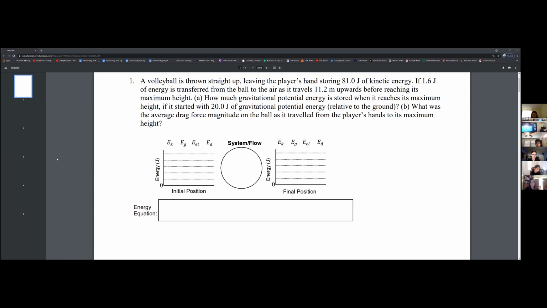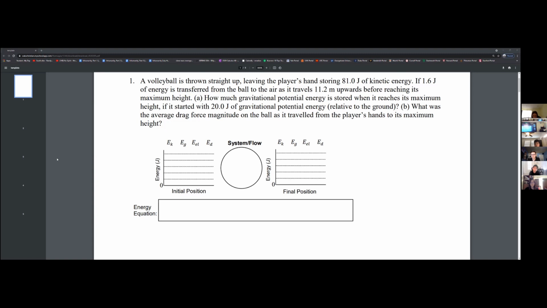Okay, so for the system flow, that's something I wanted to talk about anyway. Since you have EK in the beginning, 81 joules was given. That means the ball has to be in the system because the ball is what has that kinetic energy. And then you said there was also EG at the beginning, that 20 joules that was given. And that's not just the ball, because the ball can't have a gravitational force field by itself. There has to be the Earth as well. So you'd have to add the Earth in to your system in order to have gravitational.